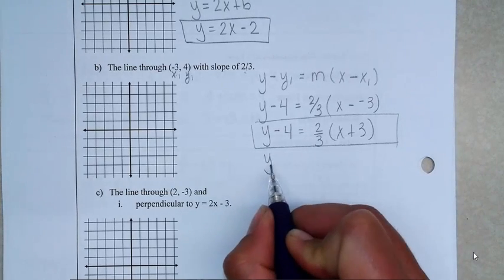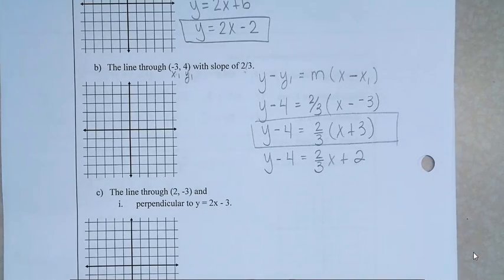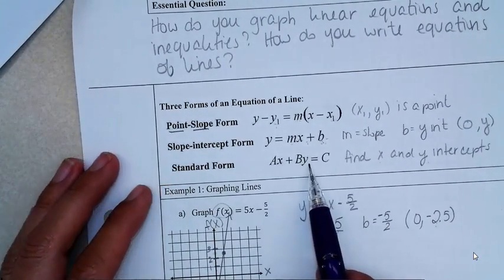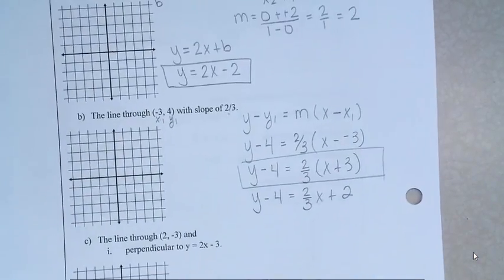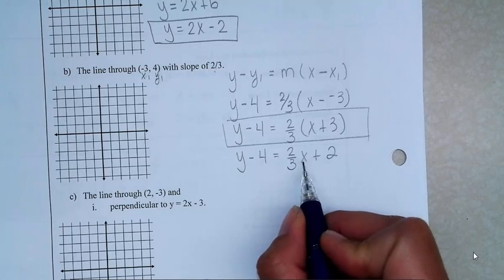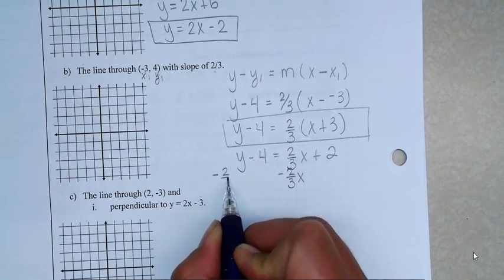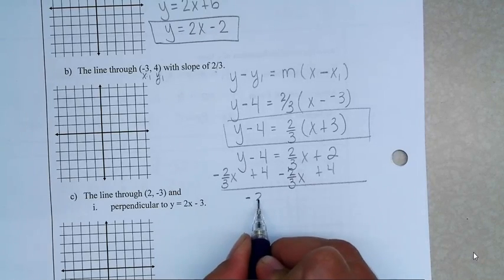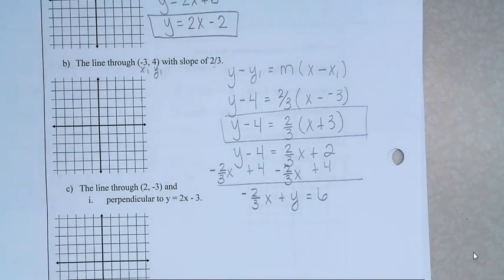So going from this, the first thing I would do is distribute that 2/3. Now 2/3 times 3, well that's just 2. Okay? And so now for standard form, you have x and y on the same side of the equation, and you have your constant on the other side. So I want x and y on one side of the equation. I need to bring x over here, or y over here, one or the other, and then get my constants on one side. So I think I'll bring 2/3 x over here, so I'll subtract 2/3 x from both sides. And I'll also add 4 to both sides. So I end up with negative 2/3 x plus y equals 6.